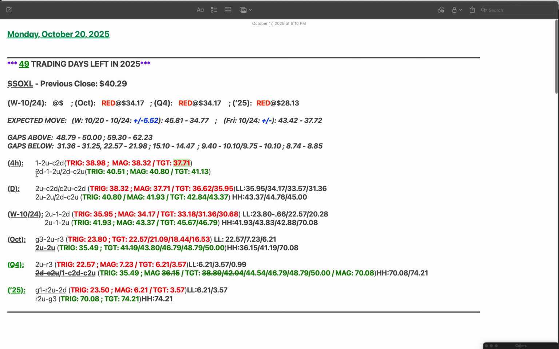If we go to the upside, that's a 2-1-2 up, triggering at 40.51, magnitude of 40.80, which would then trigger the 2 down, combo 2 up, and the magnitude of that is 41.13. On the day, price action to the downside, we go 2 up, combo 2 down at 38.32 with the magnitude of 37.71. If we reach that point and go beyond, then that triggers the combo 2 up, combo 2 down with the magnitude of 36.62 and an extended target of 35.95.